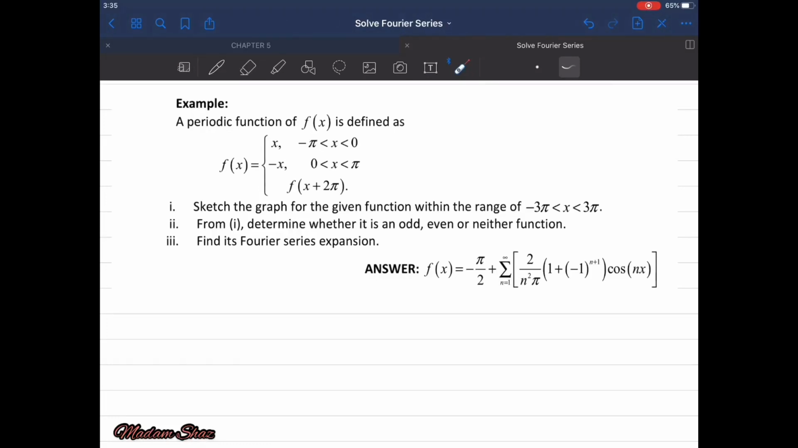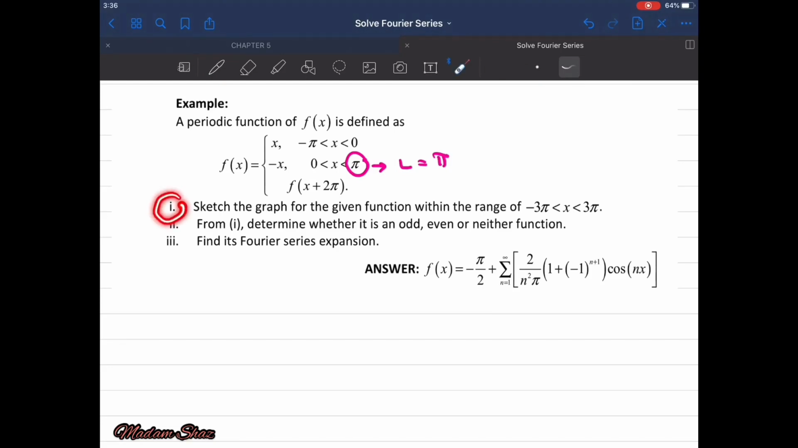For the next example, you are given f(x) = x, from negative pi until 0, and f(x) = negative x, from 0 until 2 pi, whereby your periodic function is f(x + 2 pi). So from here, our 2L is equal to 2 pi. Therefore, our L is equal to pi. Another method to determine the value of L: from the highest limit here, our L is equal to pi.